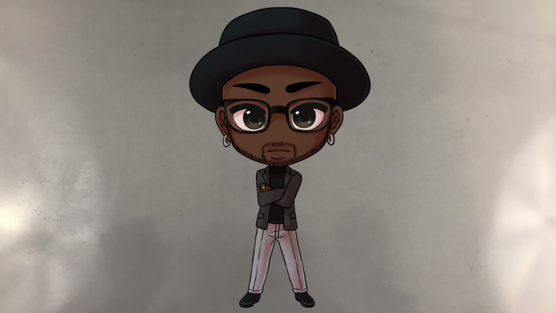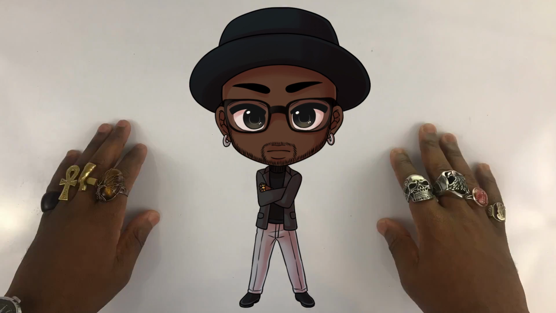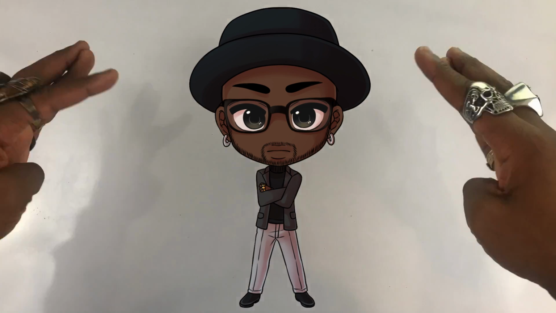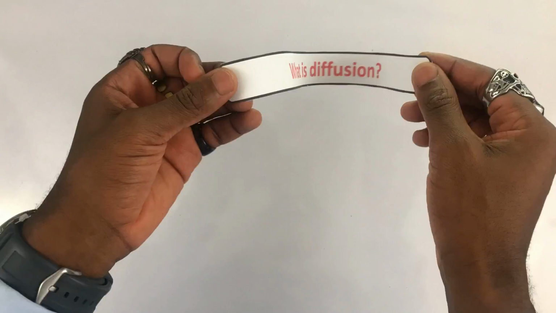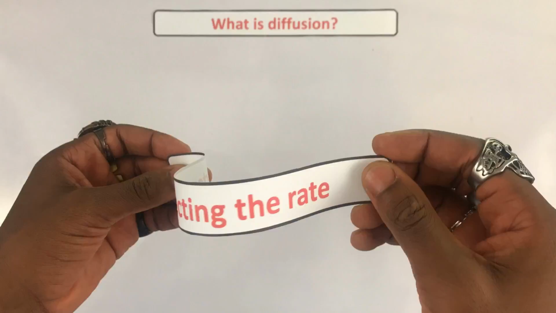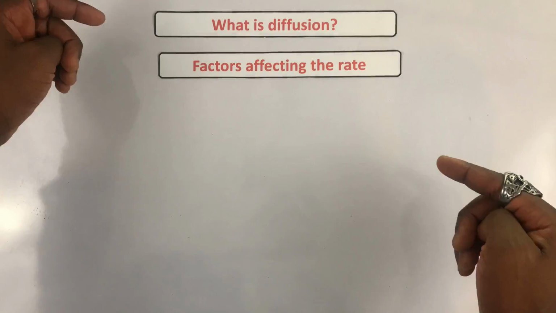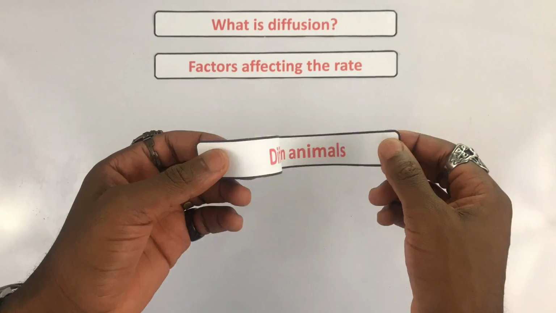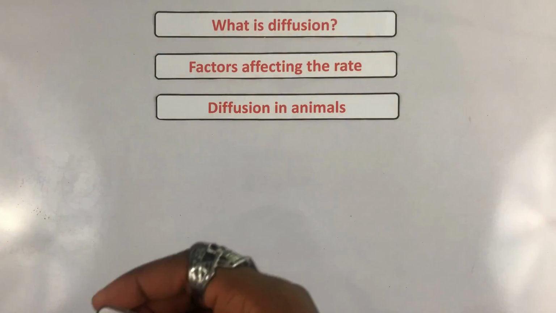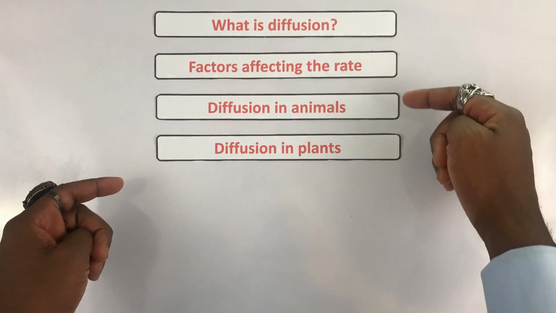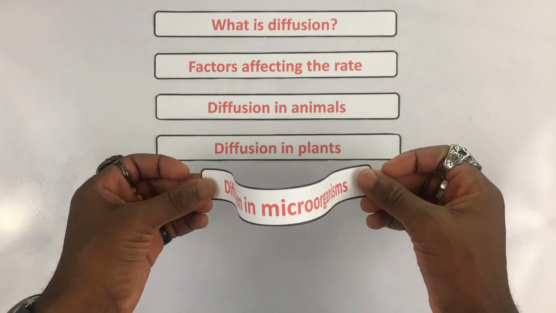Alright, let's wrap all of this up, yeah? We looked at what diffusion was, what affects the rate of diffusion, examples in animals and plants, and how to calculate surface area to volume ratio. Therefore, make sure you get the work from the description below, okay? And the answers will be in the next week's video.